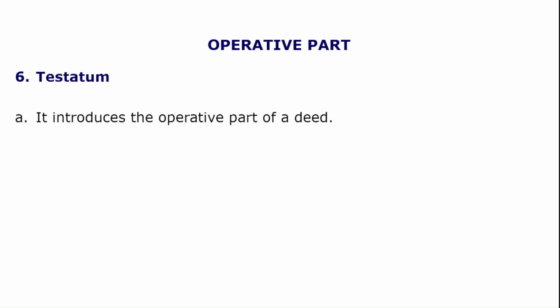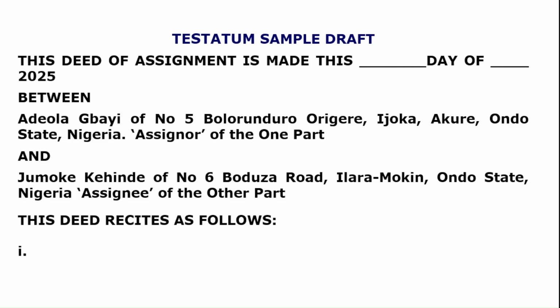We've drafted the introductory part already, right? Where we did the commencement, the date, the parties, and the recitals. Given that we already have the introductory part, now that we want to write the operative part, it's not as though you want to turn to another page entirely. So you simply write it beneath it. Now this deed witnesses as follows.